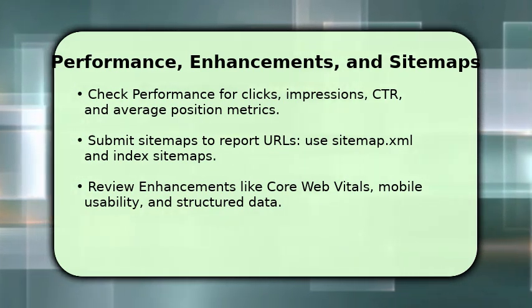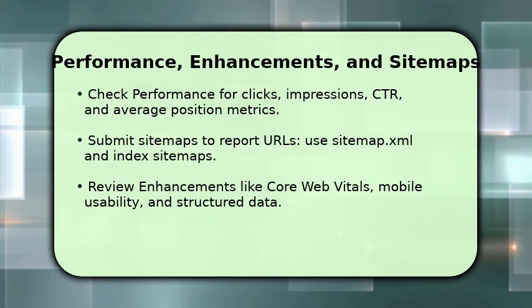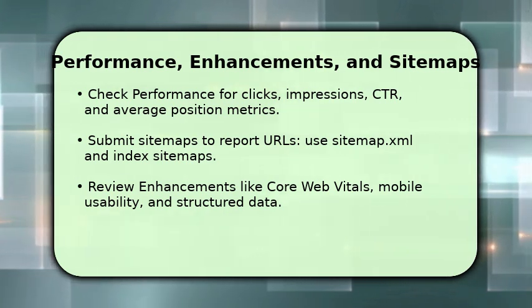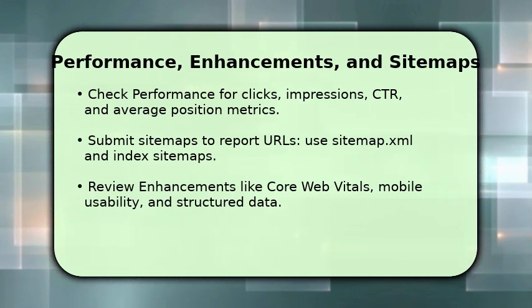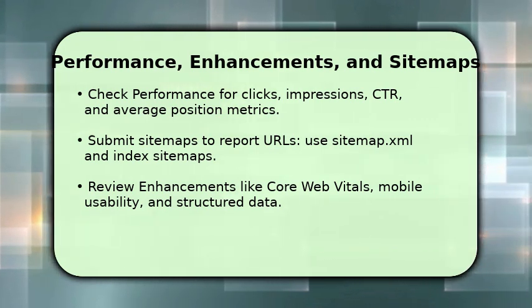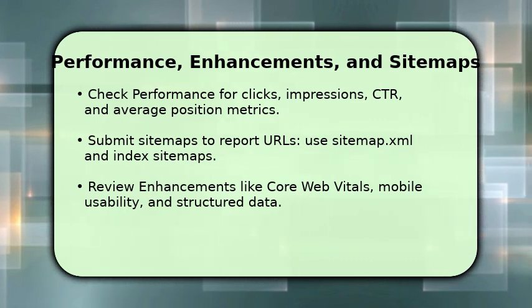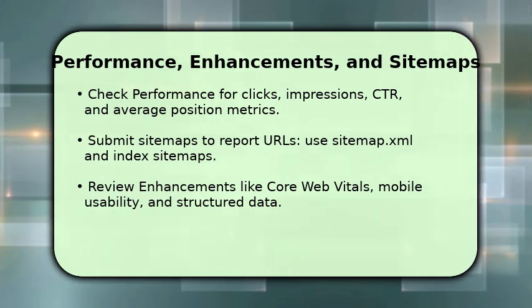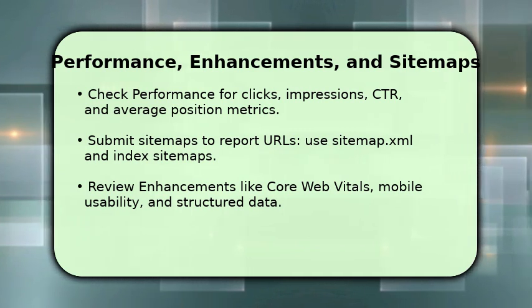Submit sitemaps in the sitemaps section using sitemap, XML, or a sitemap index file. Use sitemaps to report up to 50,000 URLs per file or compressed files. Review enhancements like core web vitals, mobile usability, and structured data.